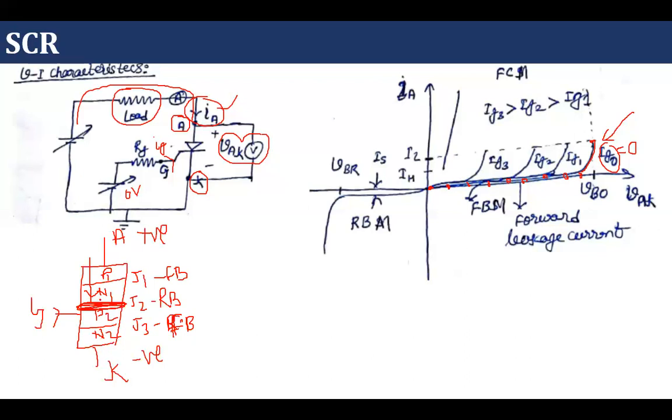In forward bias junction, there is no meaning of breakdown. Breakdown happens in reverse bias junction. So in this reverse bias junction, at a certain voltage, breakdown happens. This is known as VBO, breakover voltage. Okay, breakdown will happen over this voltage, and then it will allow flow of current.